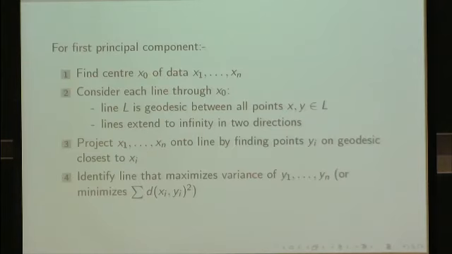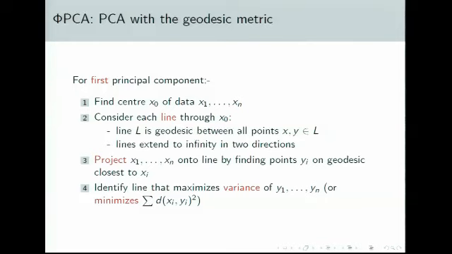So what do I do then? I look for a center point in my data. I consider lines through the center point. What do I mean by a line? I mean something that's really a geodesic between every 2 points on the line. It's going to look like a geodesic, except it extends off to infinity in 2 directions. A geodesic, technically speaking, is just defined between 2 points, whereas this is an infinite line.